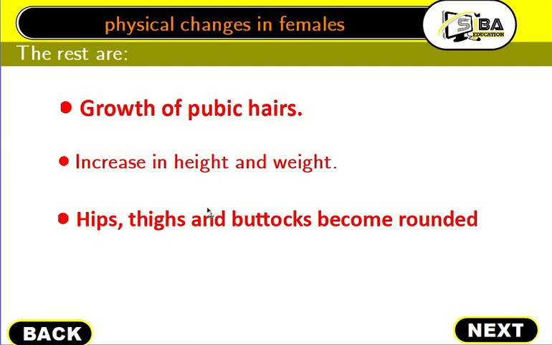Their hips, their thighs, and their buttocks become rounded. So the hormonal change or the position of the fats in females increases their thighs and their buttocks, and then it makes them round. So you see them and then you see that they are very beautiful. It makes them rounded and then very beautiful. These are the physical changes also for females. You can get additional ones from your textbooks and other sources.